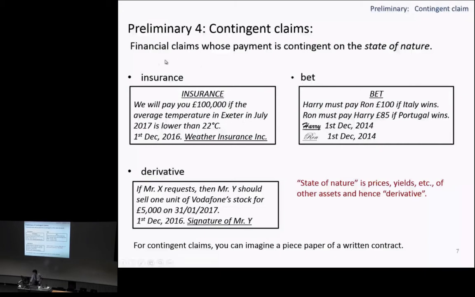Bet is another example of a contingent claim. So let's say Harry and Ron signed this piece of contract, and the contract says Harry must pay Ron £100 if Italy wins, and Ron must pay Harry £85 if Portugal wins. Their payoff depends on the future state of nature, which in this example is the outcome of some football match.